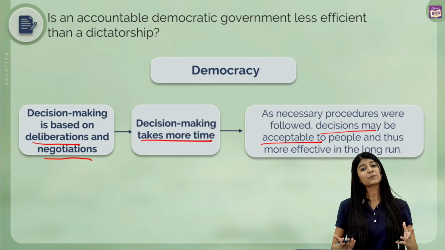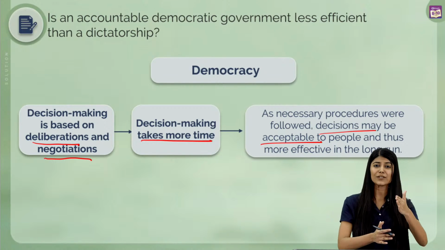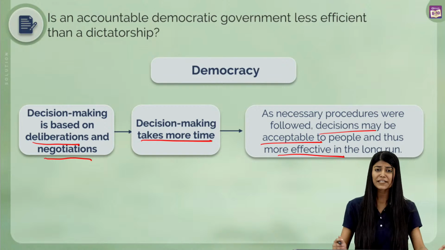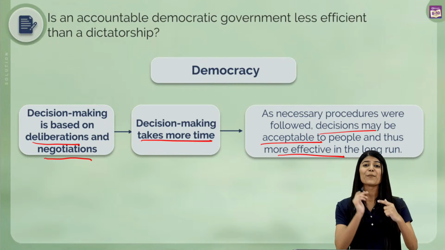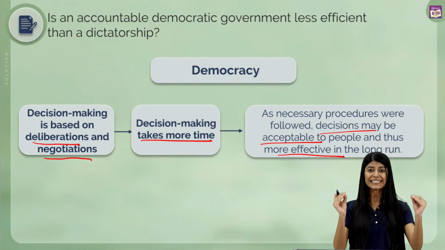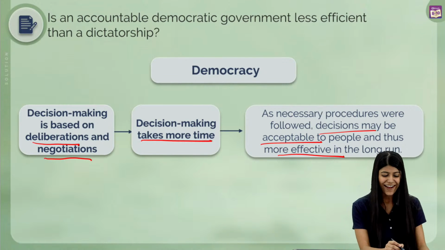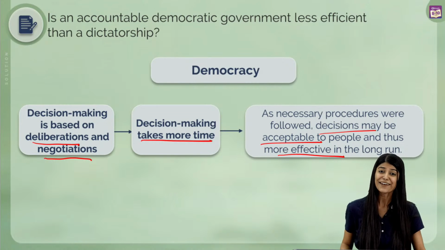Why are they acceptable by the people? Because the democratic system is following the rules, the norms and procedures, okay? It would be more effective because people are satisfied with the decision, because the democracy has considered them before taking the decision. So with this, I hope we are clear with the very first aspect of the outcomes of democracy, that is accountable, responsible and legitimate government.